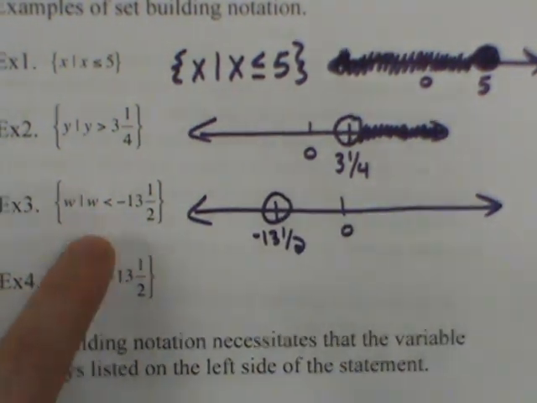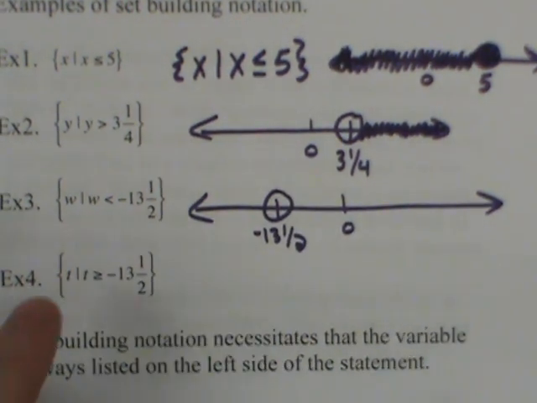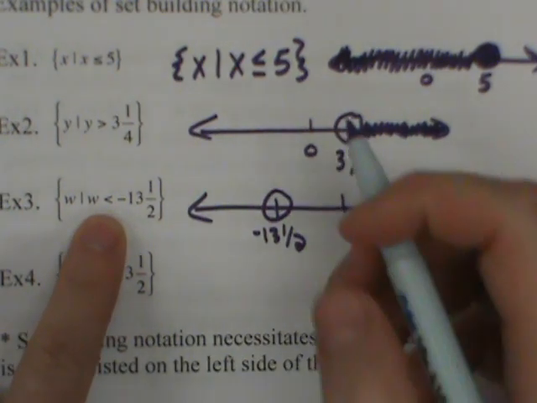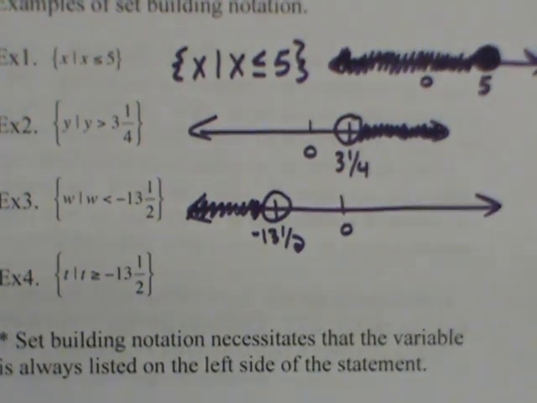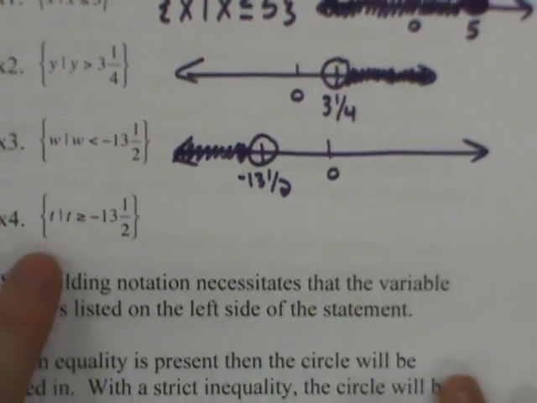And then basically the set building notation is idiot proof. It tells you what direction to shade. So I shade off to the left. And our last example here, example number 4 for shading.